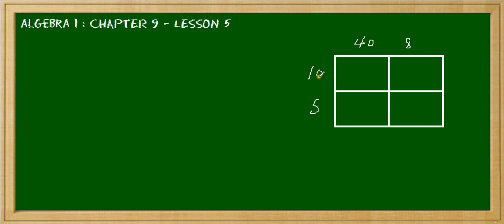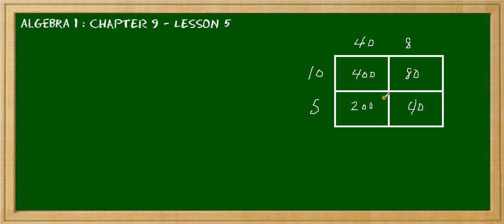Okay, now we would multiply 10 times 40 and we would have 400. We would multiply 10 times 8, that would give us 80. We would multiply 5 times 40, that would give us 200. And then 5 times 8 would be 40. Okay, and then we would add all these up, right?